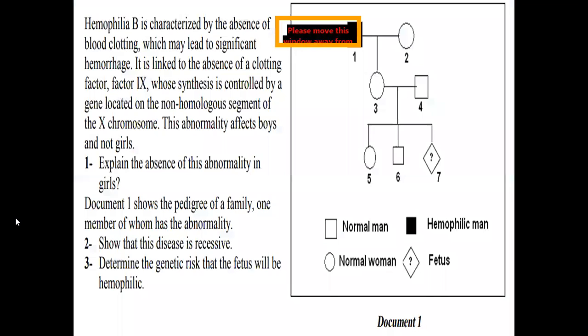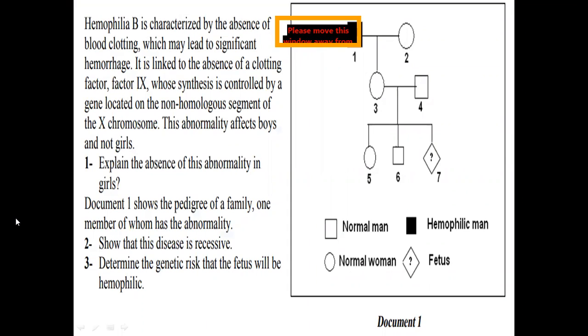In this session, we're going to continue with the exercises of the revision worksheet for the genetics chapter. We finished the first three exercises in the last sessions, and today we're going to continue with question number 4. Question number 4 is talking about hemophilia B.